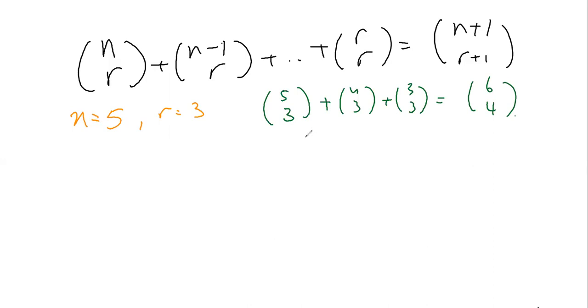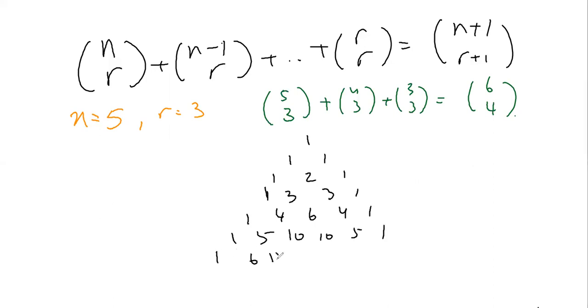So 1, 1, 1, 1, 2, 1, 1, 3, 3, 1, 1, 4, 6, 4, 1, 1, 5, 10, 10, 5. I need the second row as well. I need the last row. 1, 6, 15, 20, 15, 6, 1. So let's see where each of these values lie.